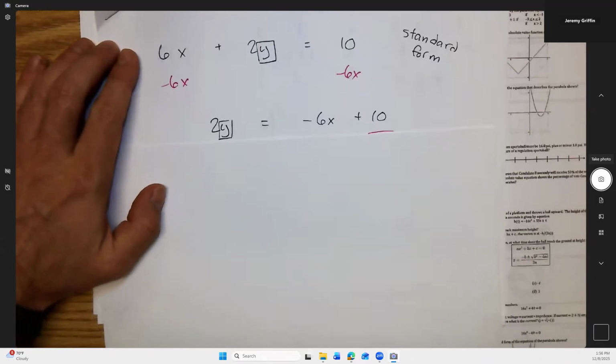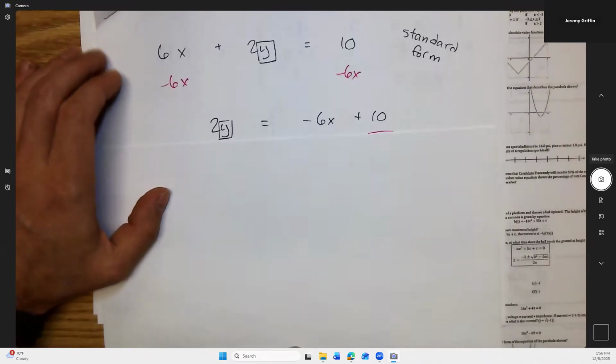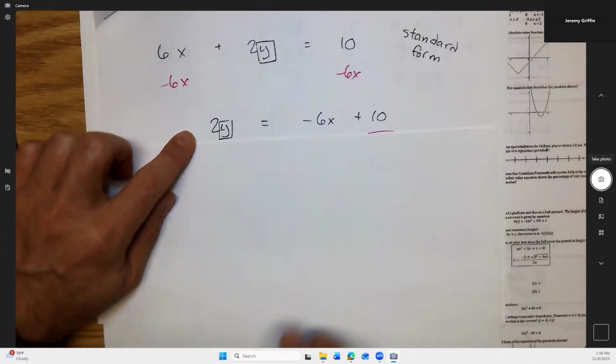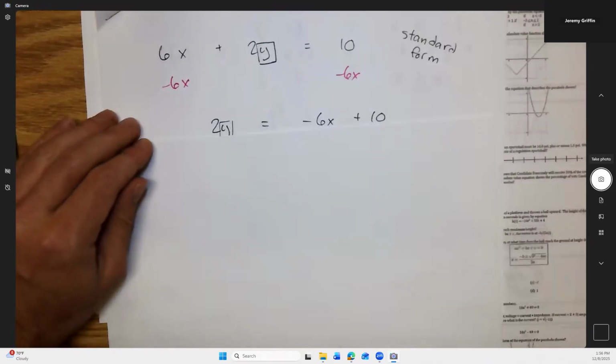And guys, what's the next step? Do what to both sides? Divide by this coefficient 2. Now I do have 3 terms, so I have to divide all 3 terms by 2.